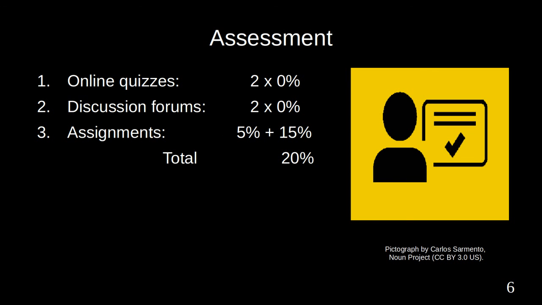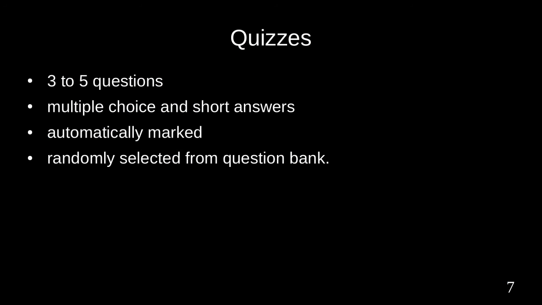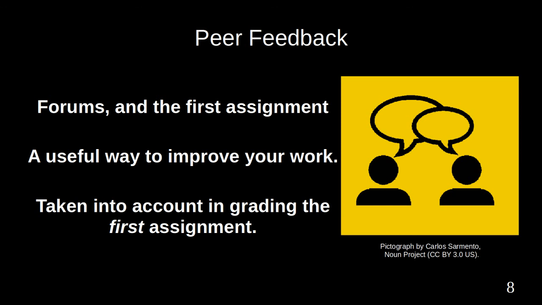This module has 2 online quizzes and 2 discussion forums. These are for formative purposes only, to help you learn, and do not form part of your final grade. 2 assignments are 5 and 15%. In total, these are 20% of your course assessment. For each quiz you will answer 3 to 5 questions, with multiple choice and short answers. The quizzes are automatically marked. Questions are randomly selected from a question bank, with ordering of multiple choice answers randomized.